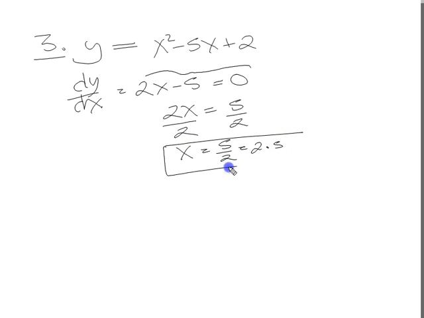There we are. There's our input value, where it turns, or where dy/dx is 0. So that's the first thing to find. Let's get the output, shall we? At x equals 2.5, what does y equal?